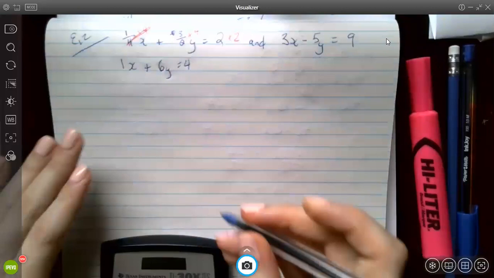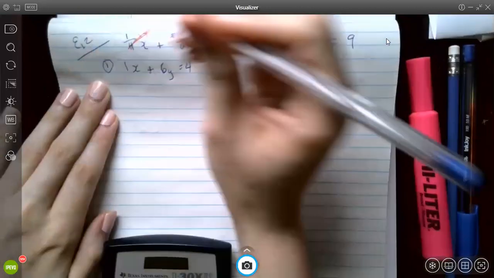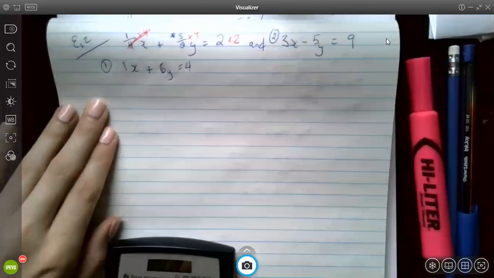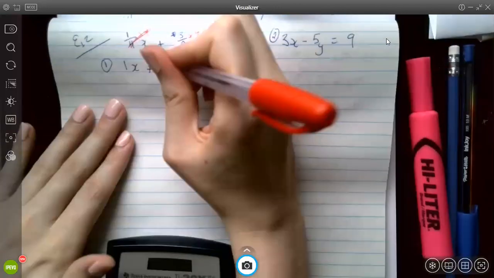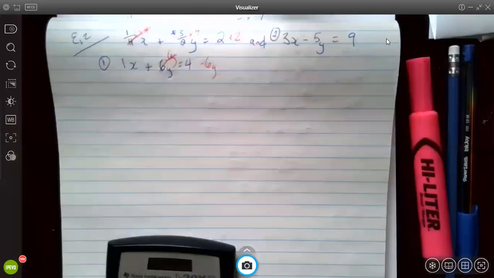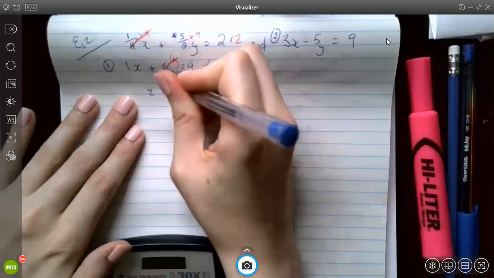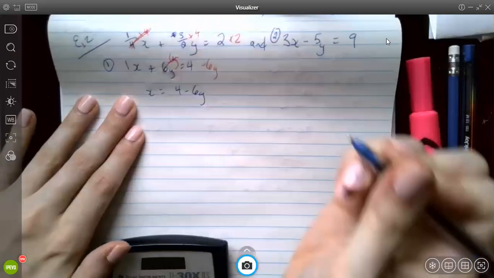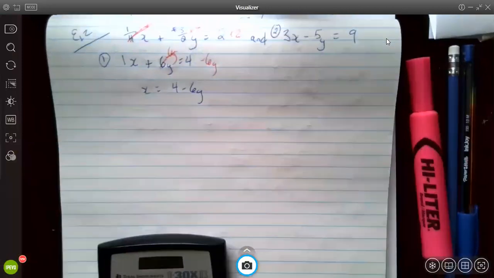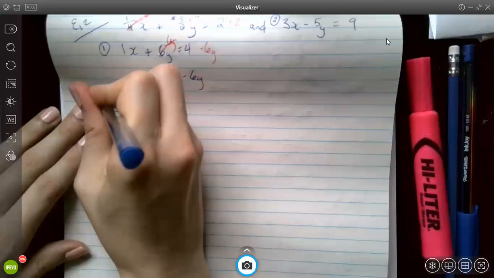So that makes this my equation number 1. My other one will be equation number 2. So I will subtract 6y in order to get the x by itself. So x equals 4 minus 6y. And now that I have that variable isolated, I can move on to step 2.